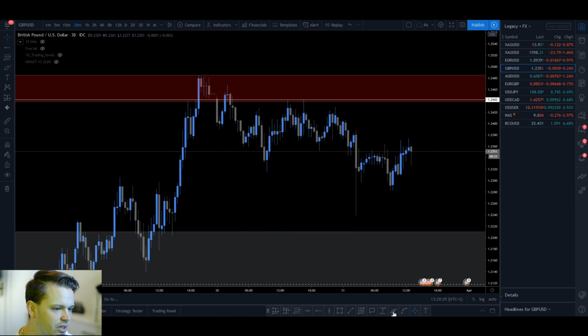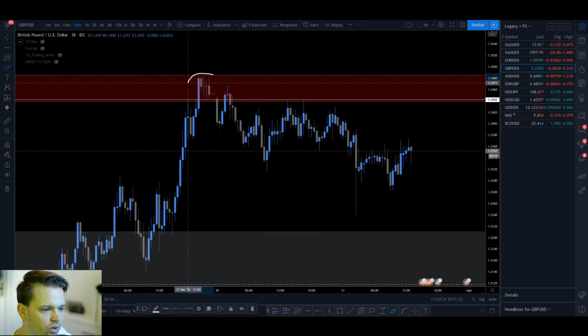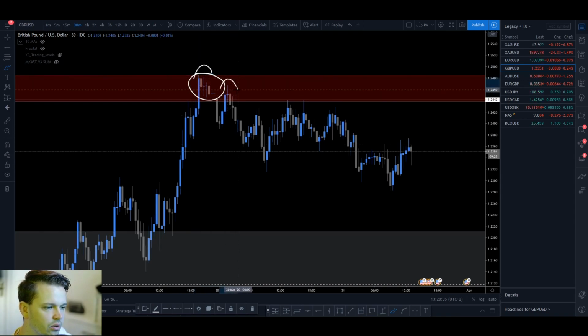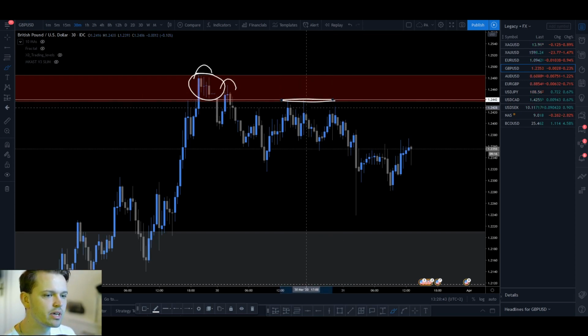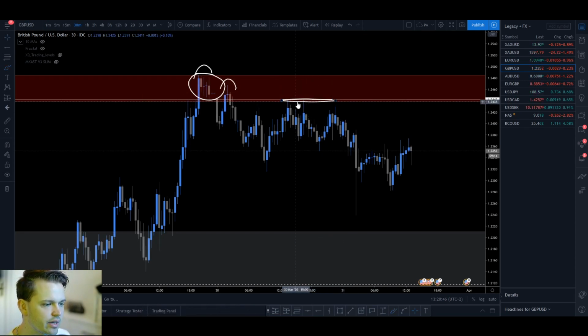So what we saw here is a clear reaction by resistance. We have a high, lower high, and then we have price coming up and testing this area again. So that would have been a pretty decent entry, I think.